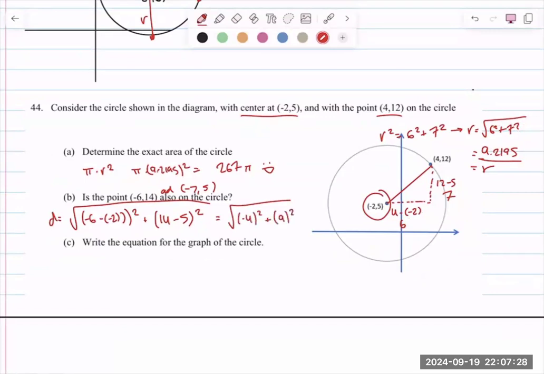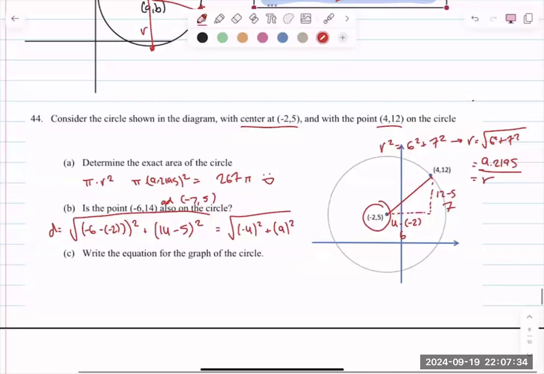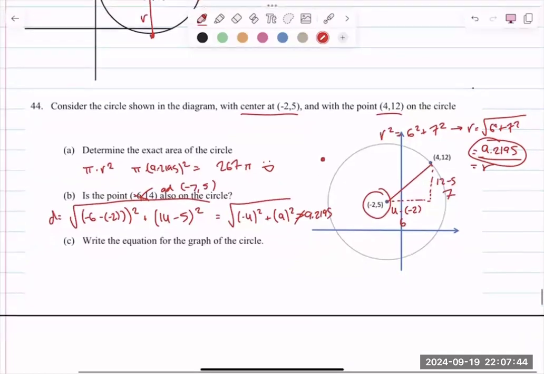If you calculate this out, you will get a value that's not the same as this value right here. And so it does not lie on the circle, which is not equal to 9.2195, because it's a little bit more. It's actually somewhere like out here. So it's not on the circle.